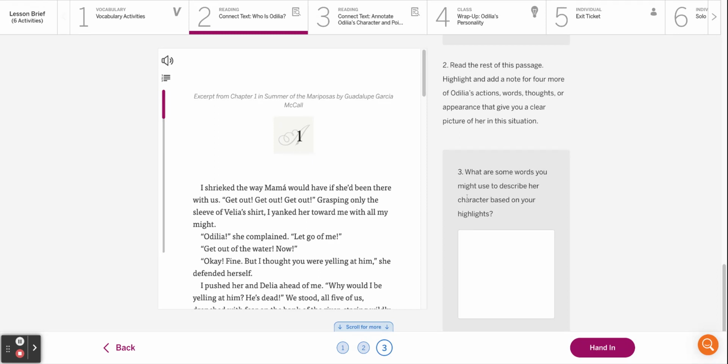Okay. So right here, I yanked her toward me. If you highlighted that in blue, like you could have, your note for that would be she pulled her sister, showing she is trying to protect her. So we make a little inference about the evidence that we're highlighting. So, what are some words you might use to describe her based on what you highlighted and what your notes were about? You should have 3 to 5 words to describe Odelia at this point.